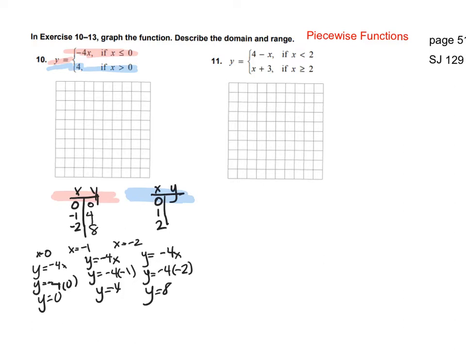I'm going to plot 0, 0. Oh, I don't have a coordinate plane. I think I'm going to put my x-axis here. I hope I'm okay with that. I think I might have needed to go one lower, but it'll be okay. Okay, at 0, 0, I'm going to put a closed circle, and that's because this is closed. And then I'm going to put negative 1, 4, and then negative 2, 8.